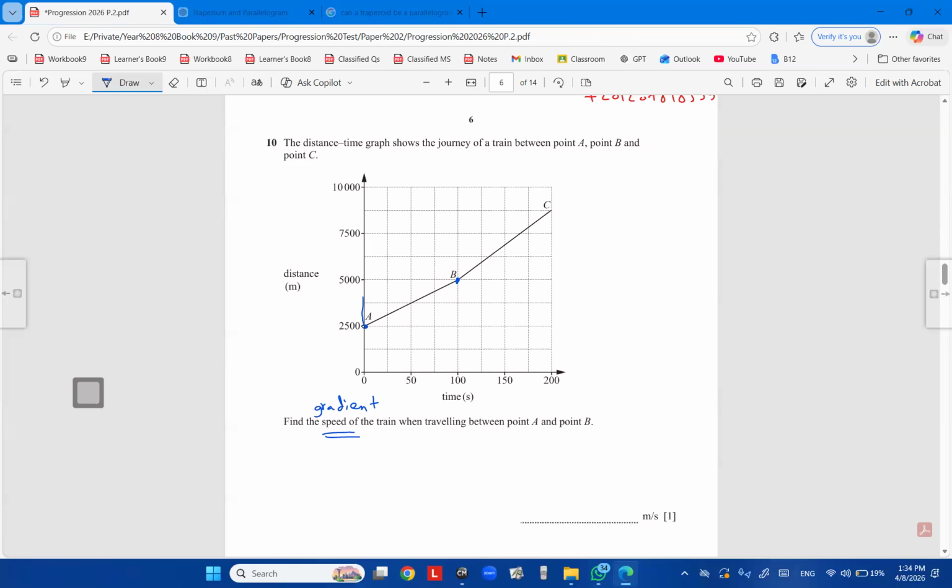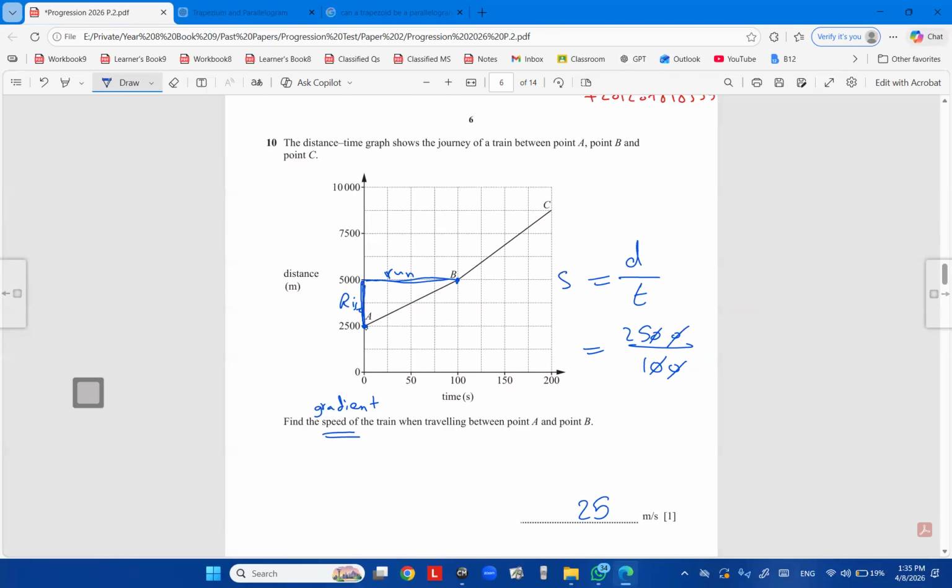But here I know that speed equals distance over time, right? So the distance here is 2,500 over the time that is taken, which is 100 seconds. So I must say it is 25 per second, 25 meters per second, or rise over run.